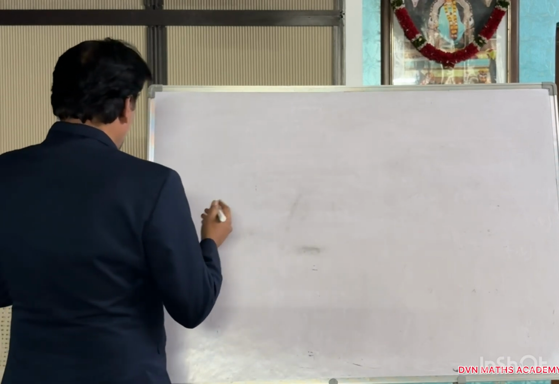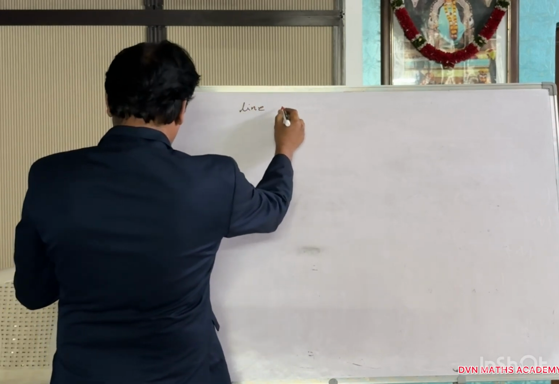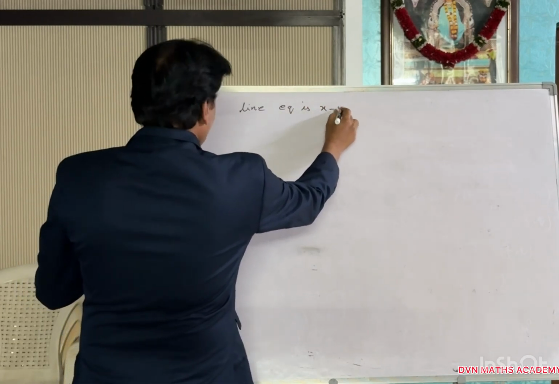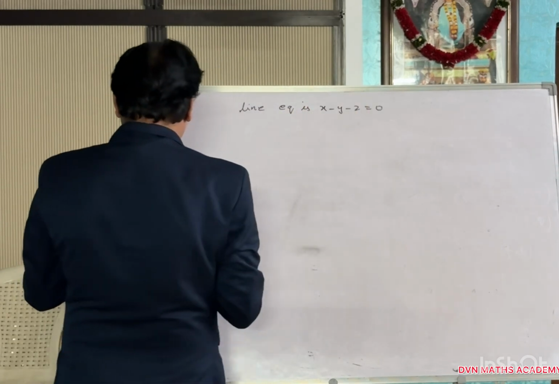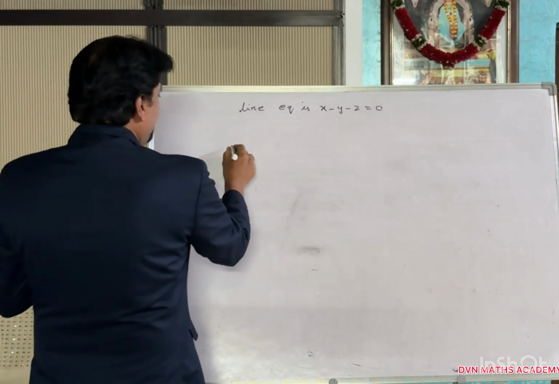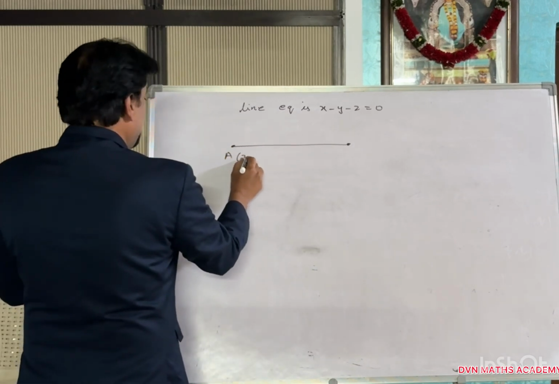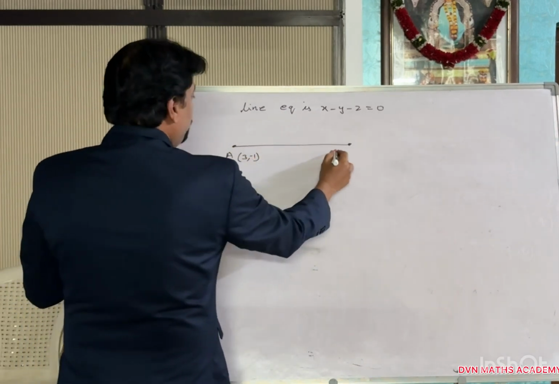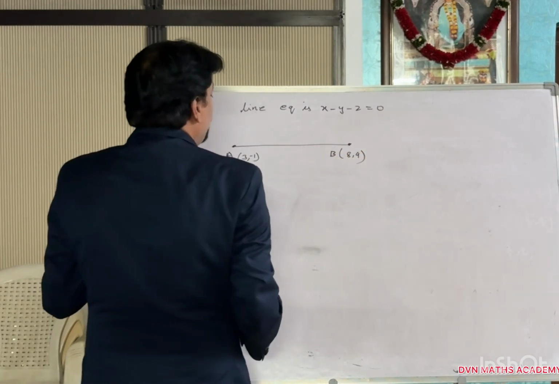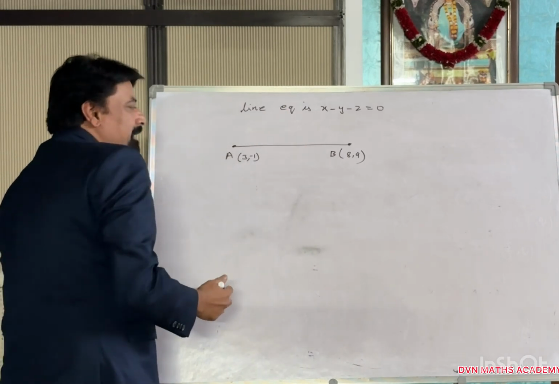The next question. In what ratio does the line, here the line equation is given, x minus y minus 2 is equal to 0, divide the line segment, here A is given as (3, minus 1) and B is given as (8, 9). In what ratio does this line divide the line segment AB, it is asking.